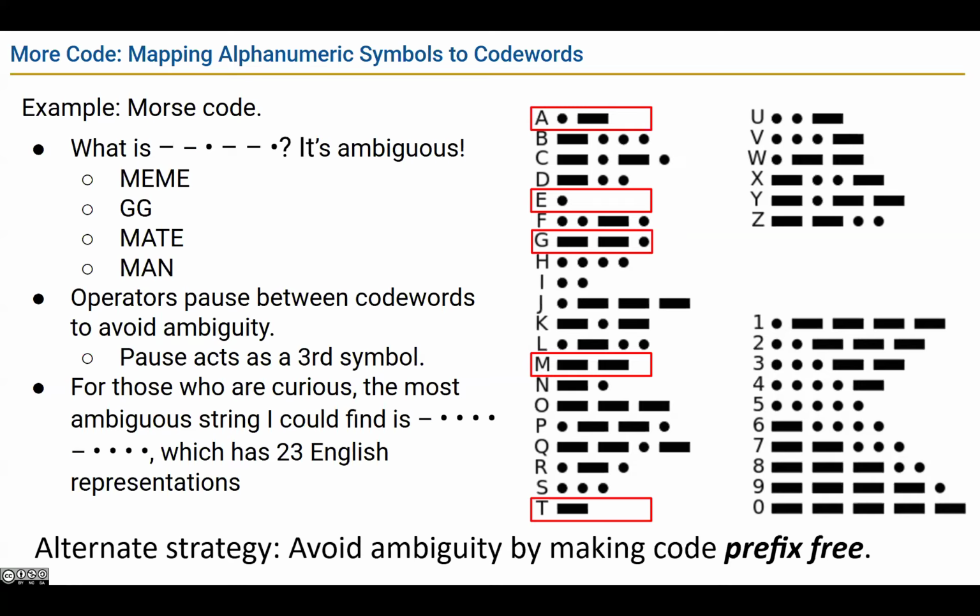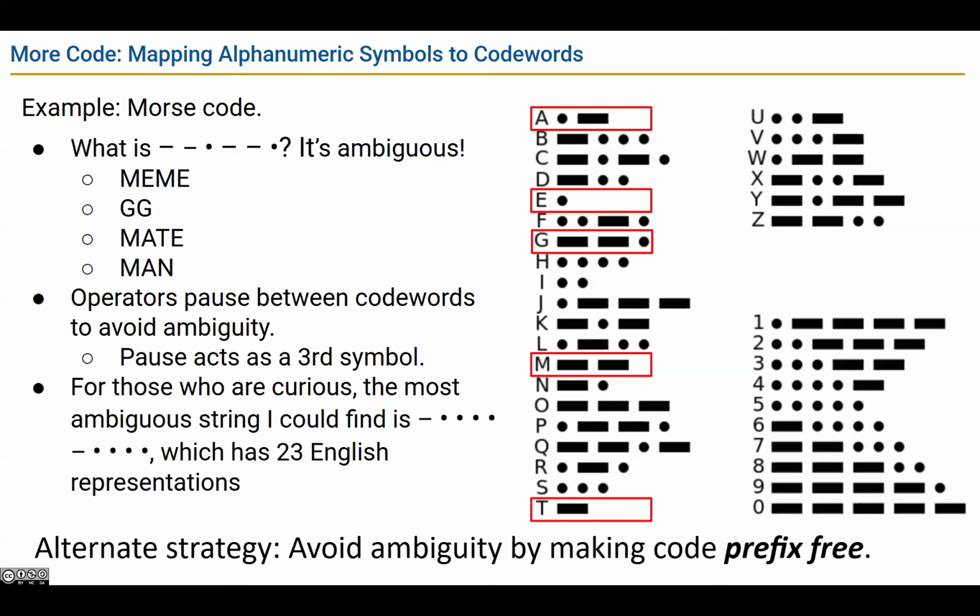Now, in practice, the way that gets done is that operators pause between each code word. There's actually a very specific amount of length you're supposed to be using for each dash, each dot, the space between the parts of a letter, the spaces between letters, and the spaces between sentences. But if you just look at the dashes and dots as purely binary, then you do get this ambiguity.